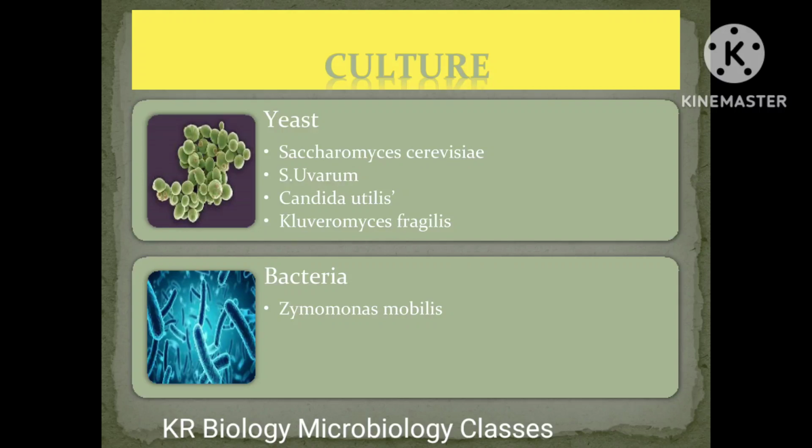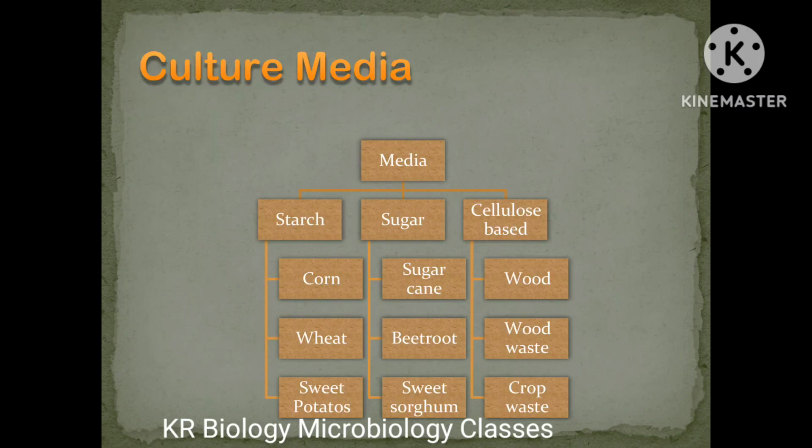It depends upon the kind of substrate we use for the fermentation. Candida utilis is used to produce ethanol from waste sulfite liquor. Kluyveromyces fragilis is used when we use whey to produce ethanol. So it depends upon the substrate; the microorganism we use for the fermentation will also change. And apart from yeast, we also use a bacterium called Zymomonas mobilis.